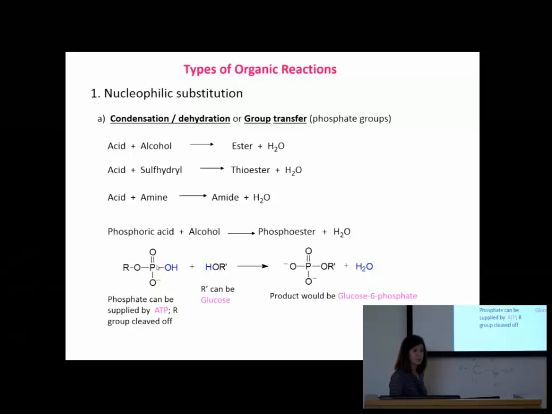So remember the octet that we have for the bonding. Phosphorus can do more than an octet because it's in period 3. But remember the octet, so you're going to have the electrons around it. Well, you're supposed to, in a covalent bond, you're supposed to share. But you don't share so equally.